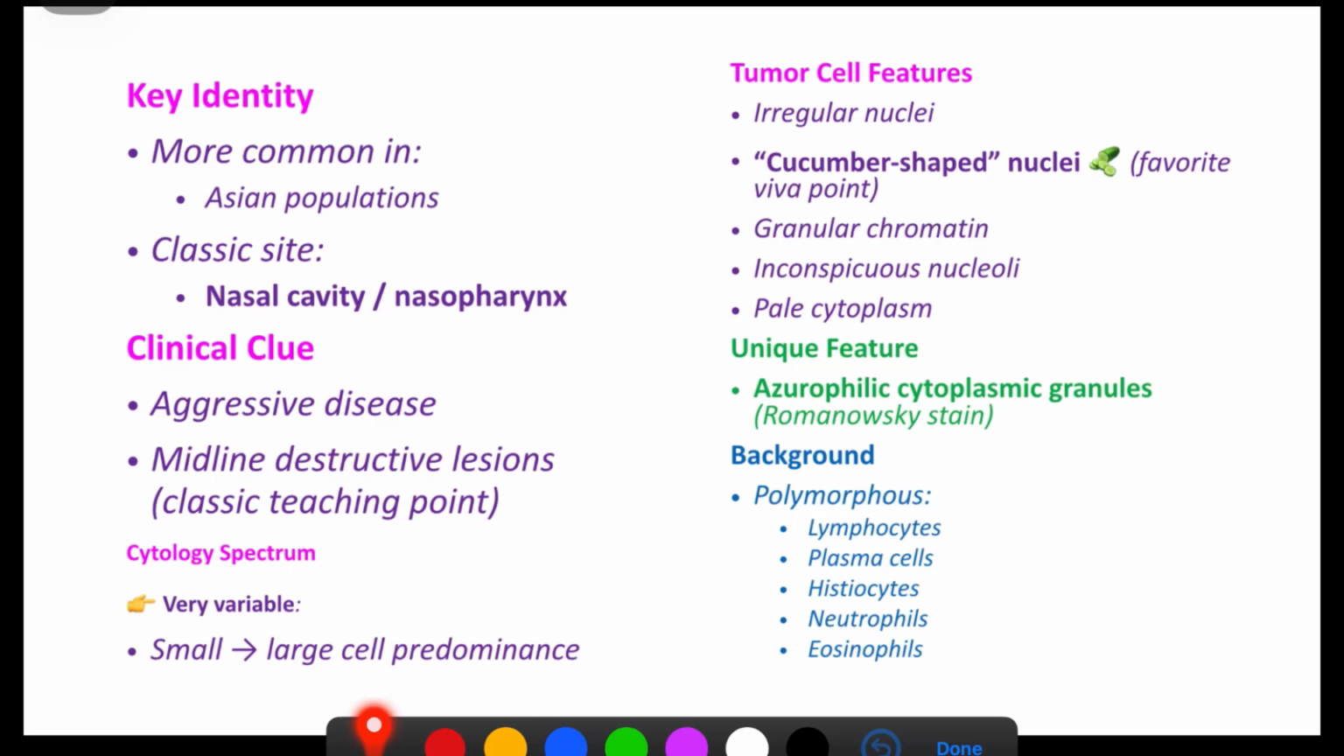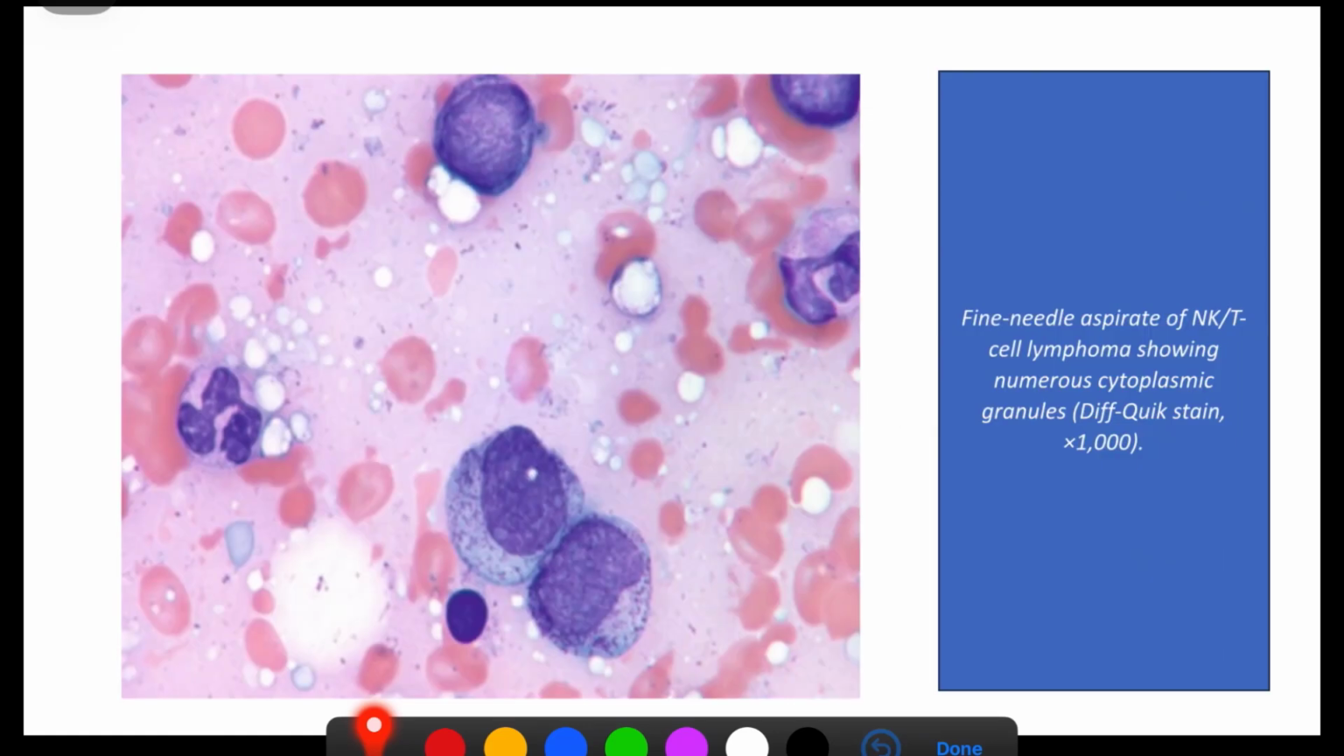A unique feature is azurophilic cytoplasmic granules, which are visible in Romanowsky stain, and the background is polymorphous, where you identify all the inflammatory cells. So here this is an aspirate showing NK/T cell lymphoma, where the cytoplasm classically shows a granular appearance. So these are the granules in the cytoplasm as well as in the background.